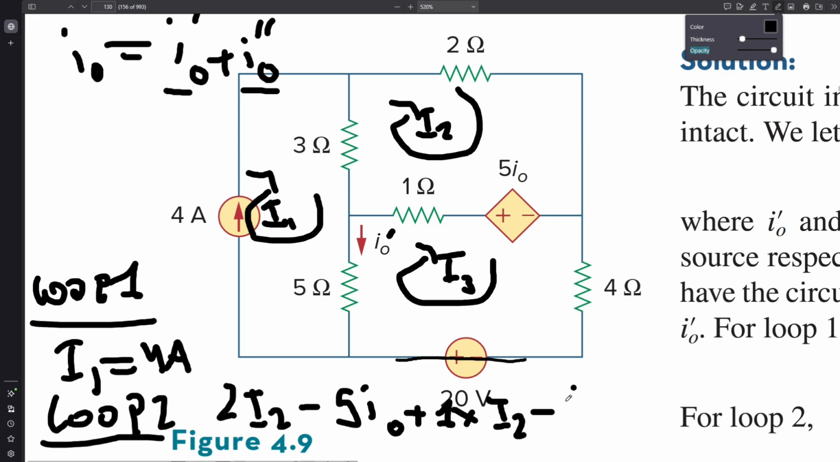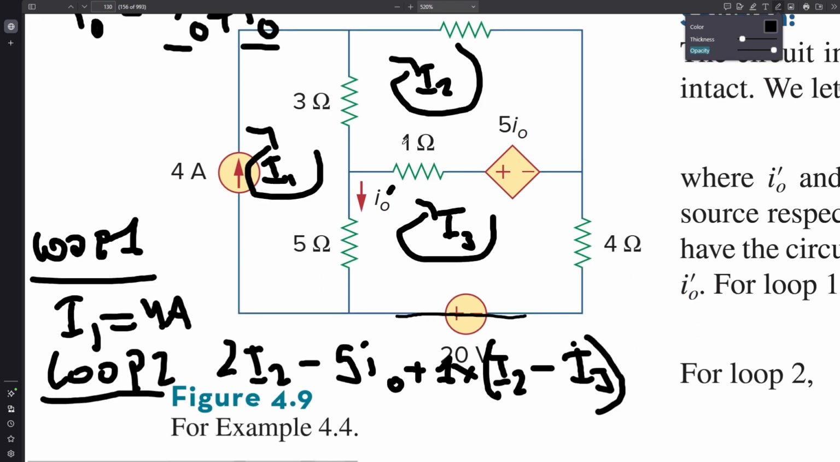minus I3. Now why I2 minus I3? It's because the current here is the one that's prioritized, so it's going to be the direction of this one minus the direction of this one. So I2 minus I3. And then let's continue, you have the 3 ohms here, so it's going to be plus 3 times I2 minus I1. Now all this should equal 0.